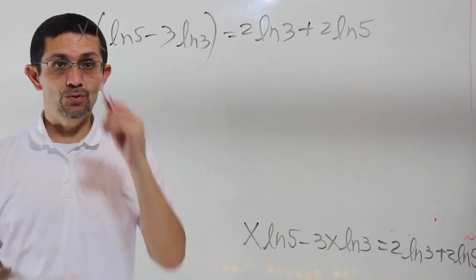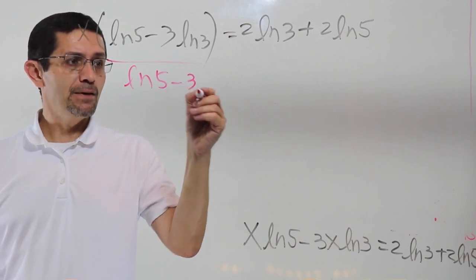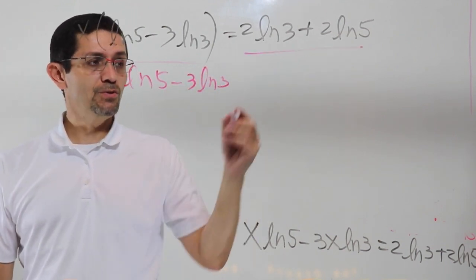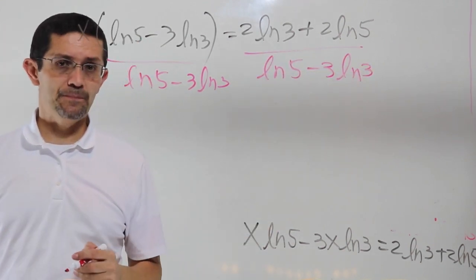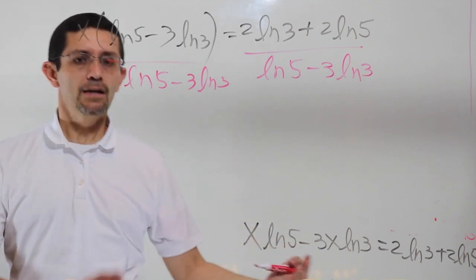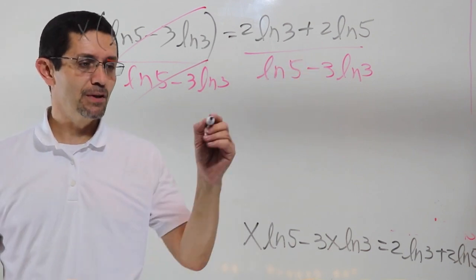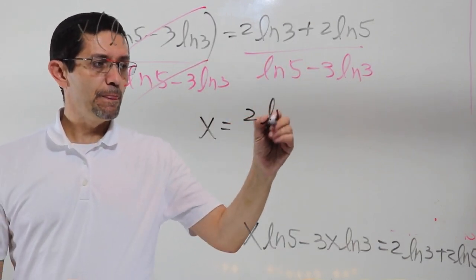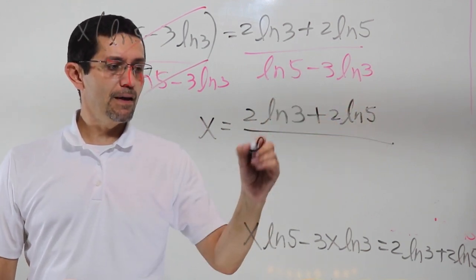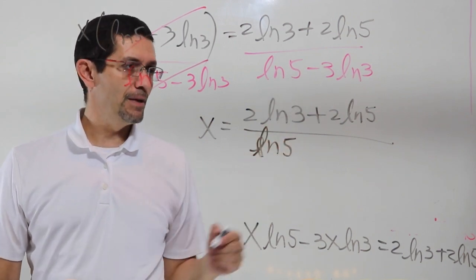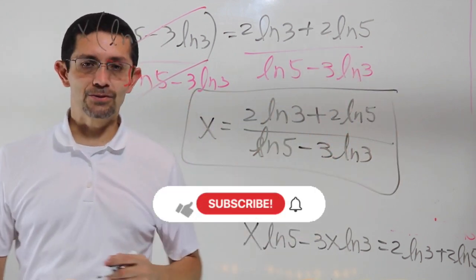So the last step is just to leave the x by itself, which basically is canceling this ln of 5 minus 3 ln of 3. Whatever I do on one side, I do on the other side. Ln of 5 minus 3 ln of 3. And that's how we use this trick, greatest common factor, so we can get rid of this, and now it's on the other side. So my final answer, x equals 2 ln of 3 plus 2 ln of 5, everything divided by ln of 5 minus 3 ln of 3, and this is my final answer.